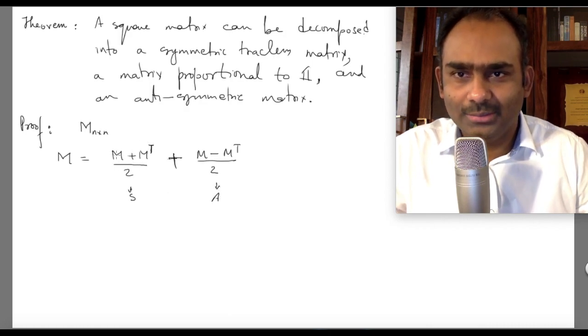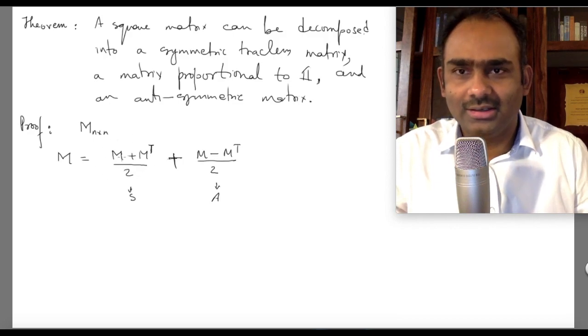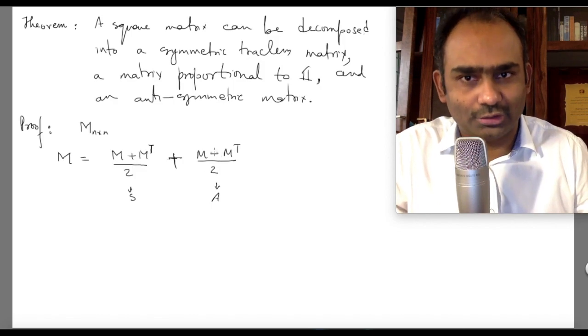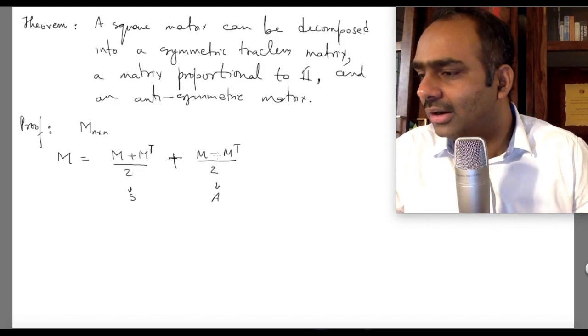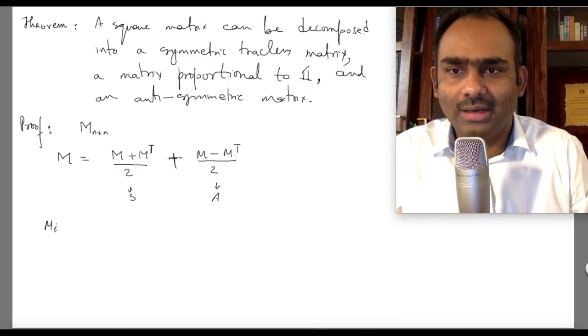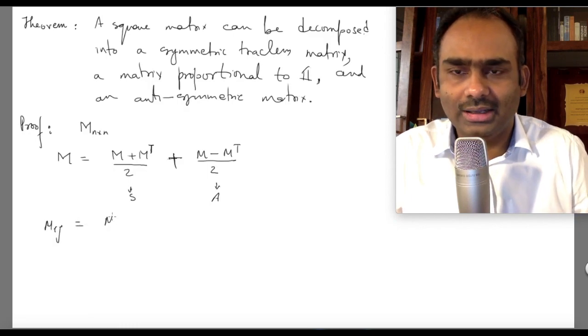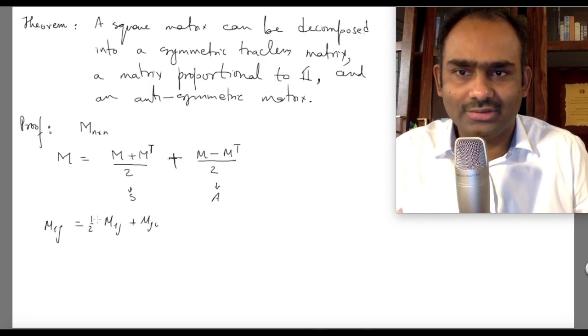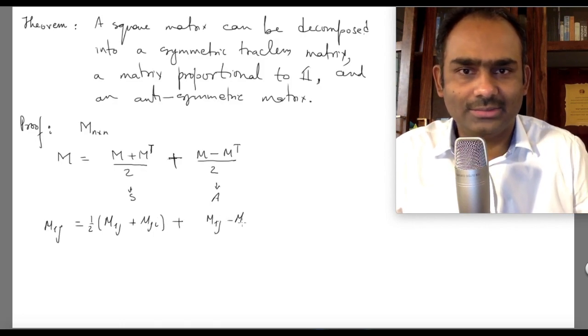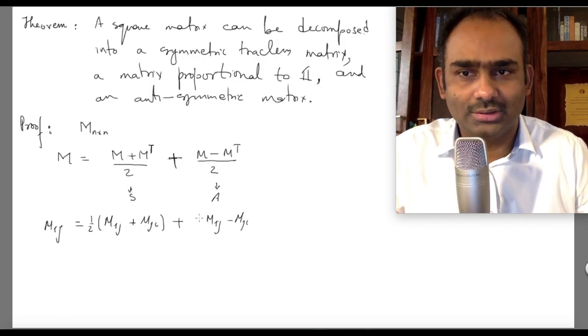Why is it symmetric? Because if you take a transpose of this entire piece, you'll get M transpose plus M, which is the same as what you already have here. And if you take the transpose of this piece, you'll get M transpose minus M, which is the negative of what you have here. And that's why it is antisymmetric. Okay, so in the component form, I can write this as Mij equals (Mij plus Mji) over 2. Okay, that's the symmetric piece, and then you have (Mij minus Mji) over 2. Okay, that's your antisymmetric piece.